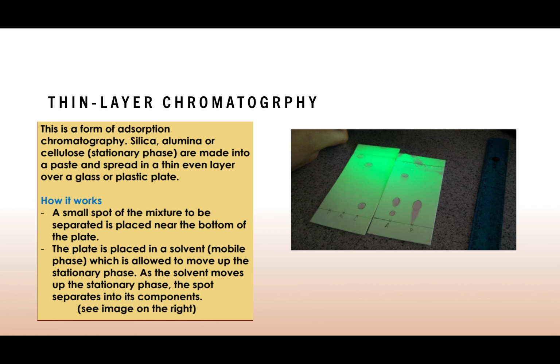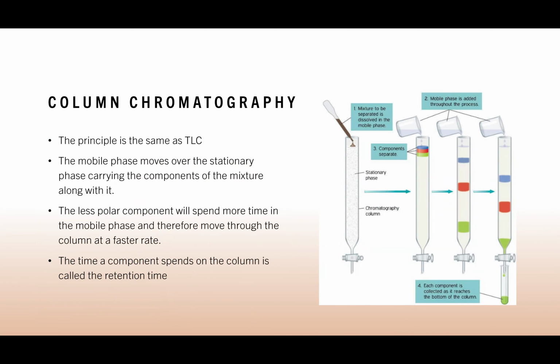Okay. For column chromatography now, the principle is the same as TLC, right? But it's set up in a different way. So the mobile phase moves over the stationary phase, carrying the components of the mixture along with it, right? The less polar component will spend more time in the mobile phase, and therefore move through the column at a faster rate, right? The more polar one will be more adsorbed onto the stationary phase and spend a longer time, right?